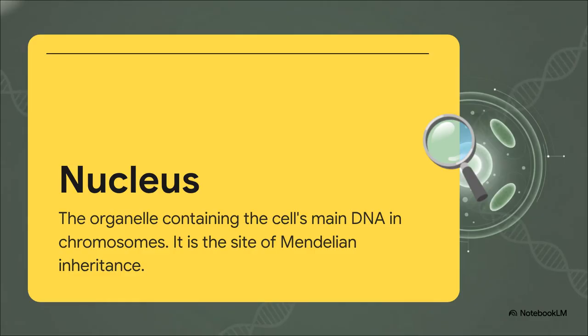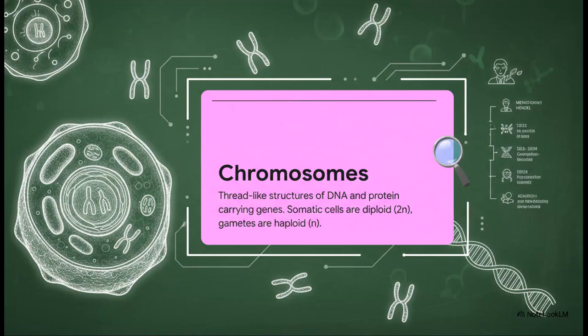The nucleus is basically the cell's command center. It's the most prominent organelle you'll see, and it houses the vast majority of the plant's genetic blueprint. This is ground zero for what we call Mendelian inheritance. All those rules that Mendel figured out, this is where they happen. So how is all of that DNA kept organized? On these structures called chromosomes.